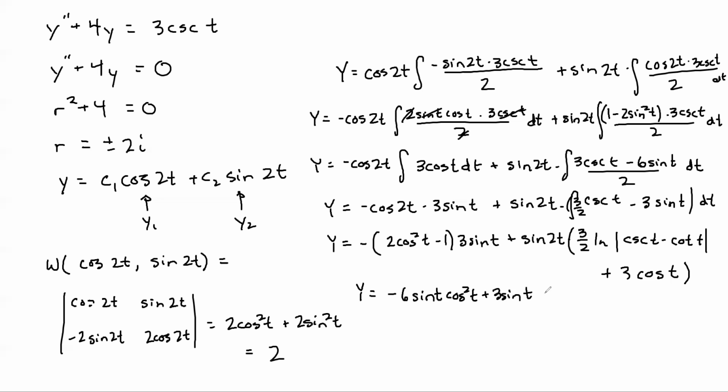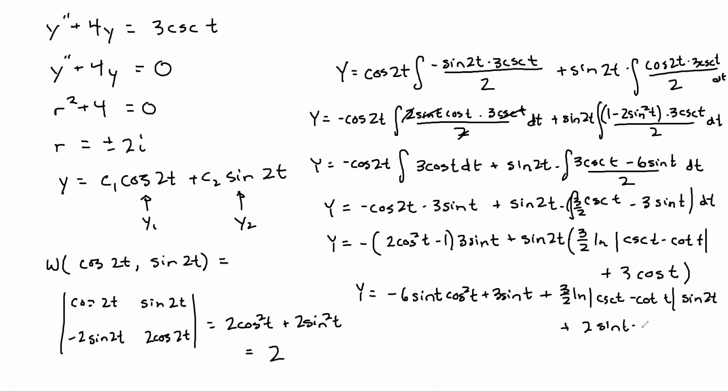We're kind of running out of space. This problem's too big. All right, so we've got 3 halves natural log cosecant t minus cotangent t times sine 2t. Maybe I should have done it on the next page. Oh, well, too late now. So that's this times that. And then you also have to take this and multiply it by this. And when you do that, we're going to end up using the double angle identity. So I'm just going to skip ahead a little bit.